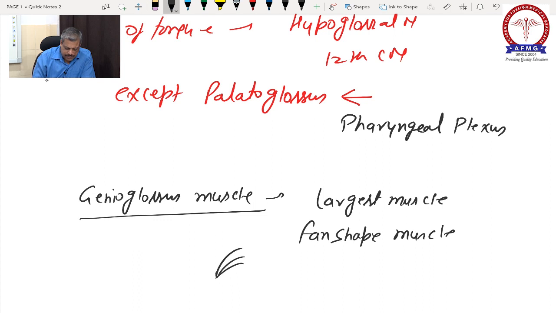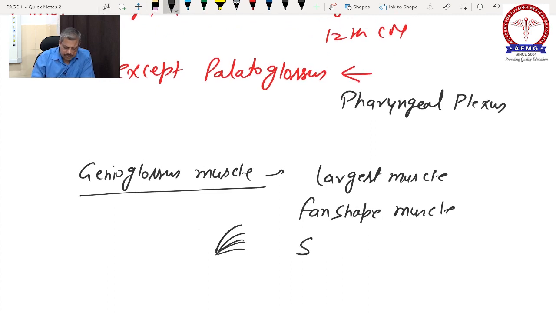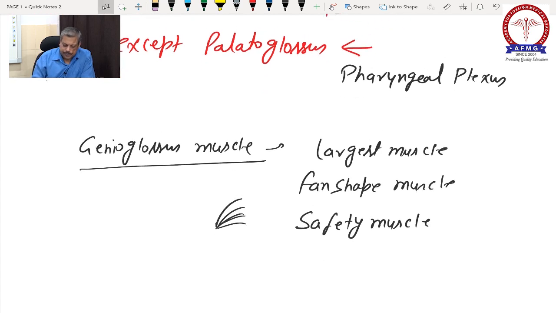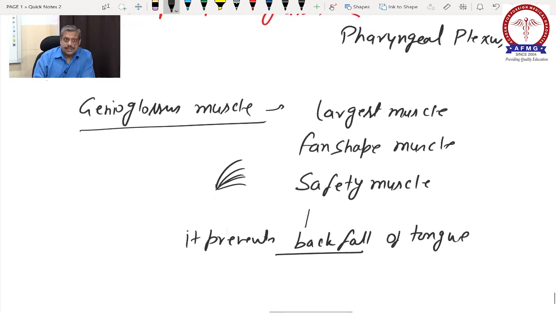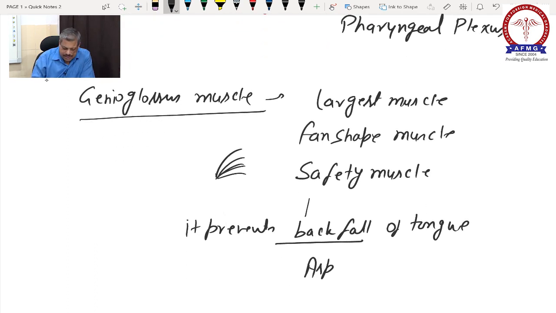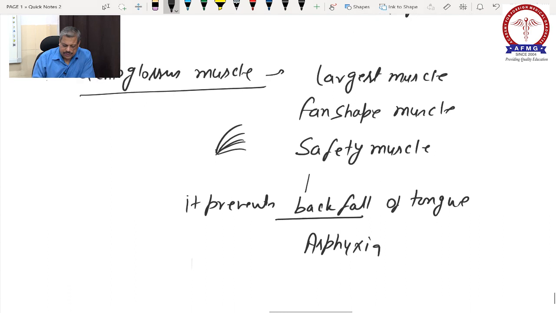How is the fan? Like this, because it takes origin from the genial tubercle. So it is the fan-shaped muscle. This muscle is known as the safety muscle of tongue. Genioglossus muscle, this is the safety muscle of tongue. What safety is provided by this muscle? It prevents backfall of tongue. If backfall occurs, then what will happen? It will cause asphyxia. Patient will die due to the asphyxia, backfall of the tongue.